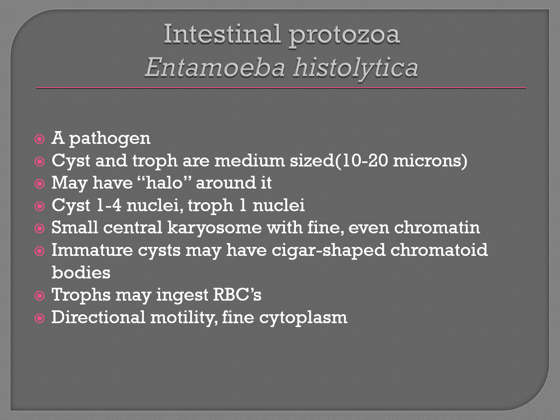You're going to see a hydrophobic halo on direct exams and stained slides, so be looking for that. There's a small central karyosome in the center of the nucleus, and that peripheral chromatin is fine and even. The immature cysts may have cigar-shaped chromatoid bodies, and the trophs may ingest red cells. That's especially true with why we have bloody diarrhea with Entamoeba histolytica. They have directional motility and very fine granular lacy cytoplasm.